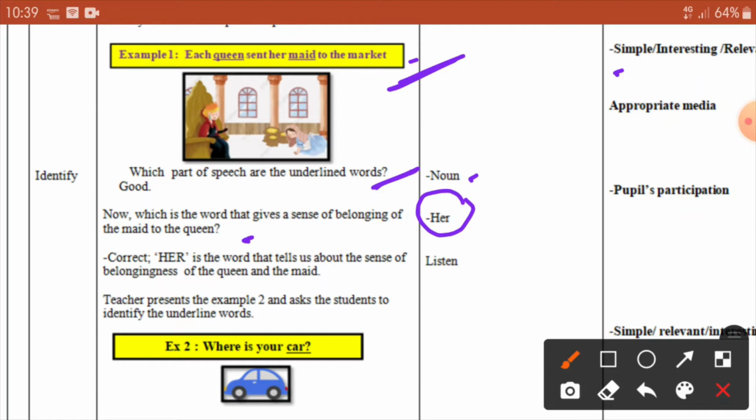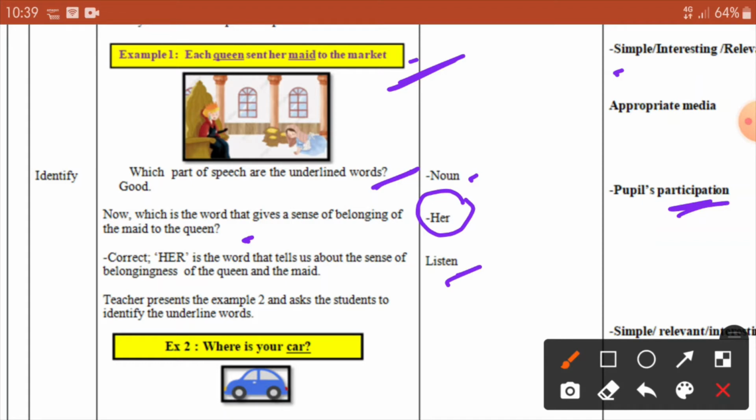So I am seeking the pupils' participation, I am mentioning it here. Then the teacher is saying correct. Her is the word that tells us about the sense of belongingness of the queen and the maid. So students are listening. Students can transcribe the information also, they can note it down.